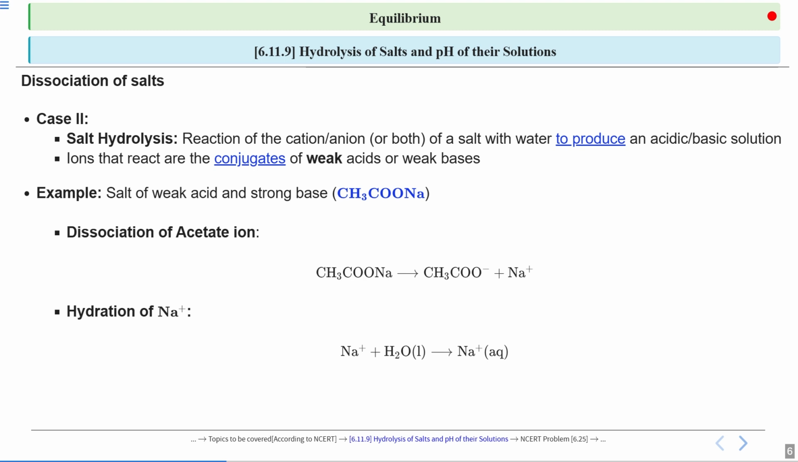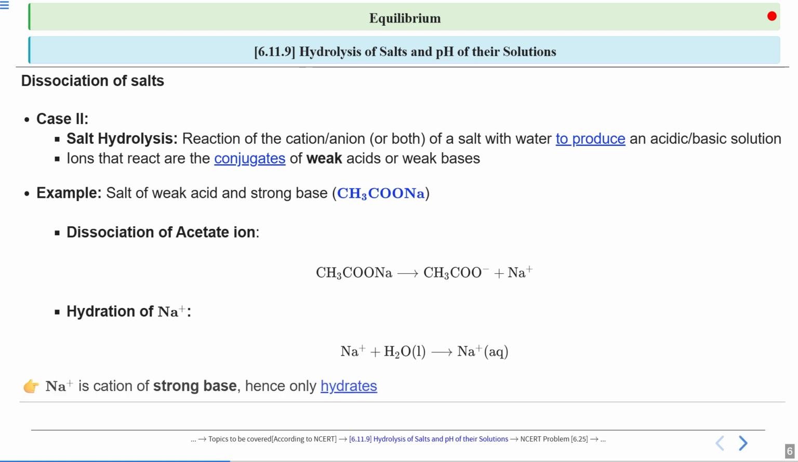Now what will happen? First of all, the sodium ion which is released in the water will just hydrate in water to form sodium plus in the aqueous form. So in the first step, nothing is happening. You are dissociating your salt into sodium ion and acetate ion. Now the sodium ion is not really reacting, but is getting hydrated with water to form sodium plus in the aqueous form. Is it clear? And why is it happening? Because sodium plus is nothing but a cation of a strong base like sodium hydroxide, and that is the reason it is getting hydrated.